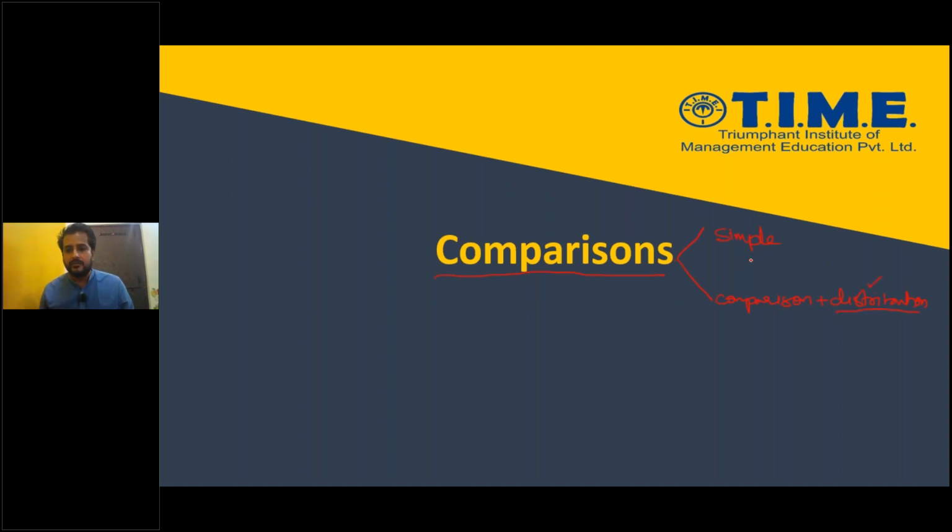Okay, so one of these two models is expected in clerical prelims as well as in PO prelims. In this session we are going to discuss this model, comparison and distribution, with a higher level of difficulty when it comes to the comparisons. We have only two models. This one is very simple and this one is a little bit higher than this. So we'll discuss this one.